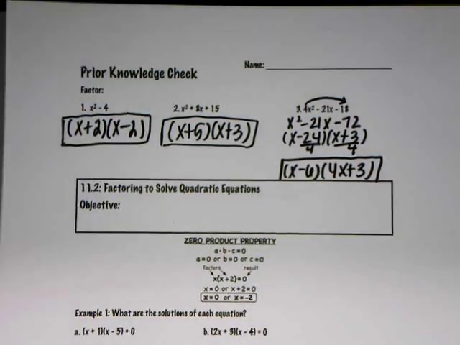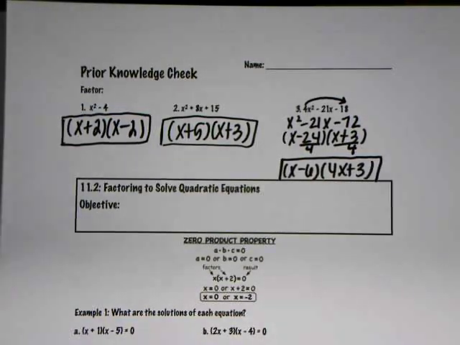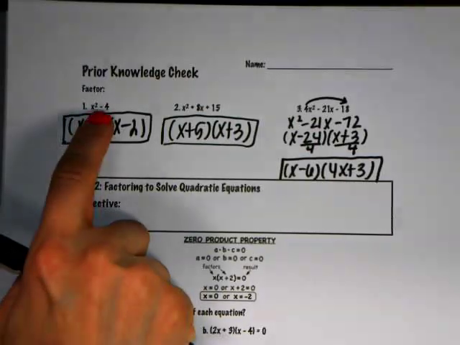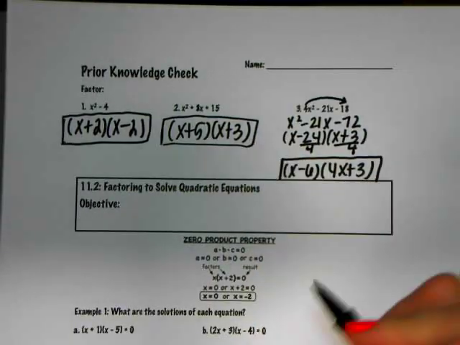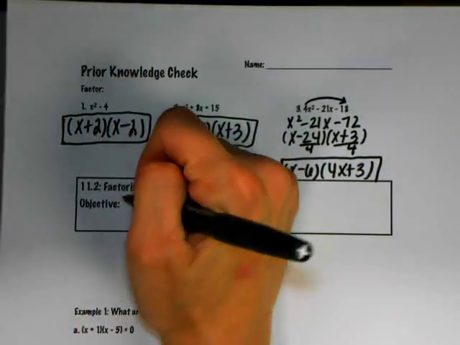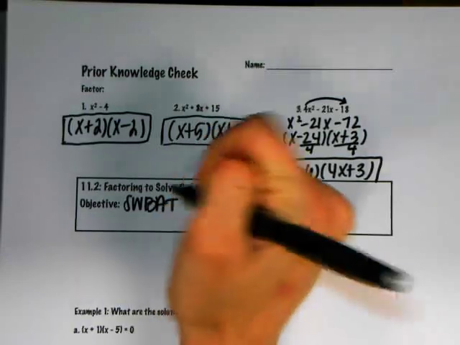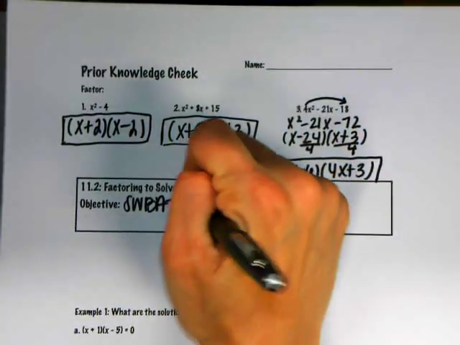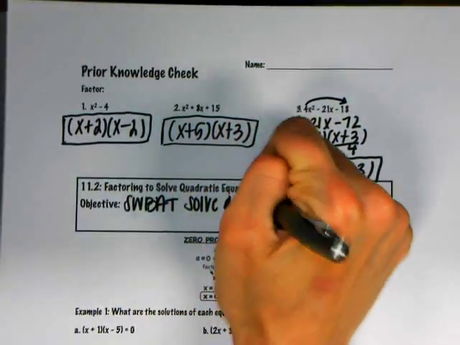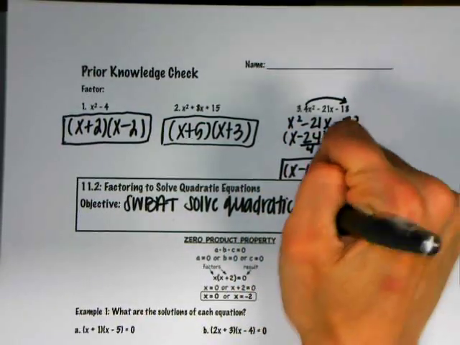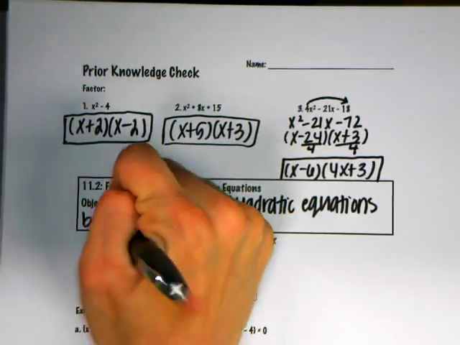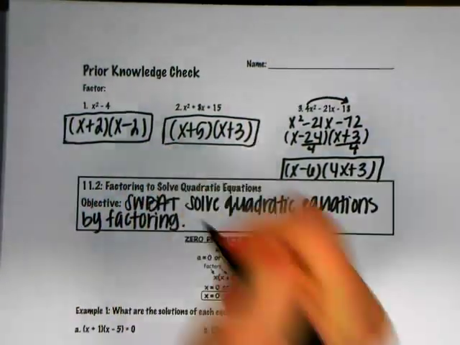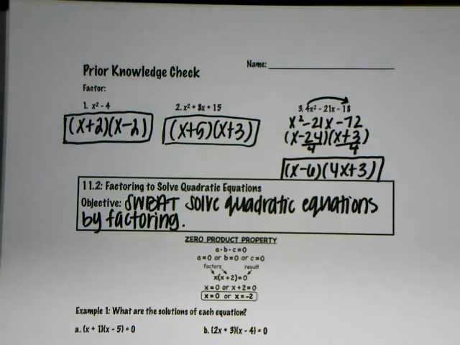Okay. So, if you remember 11.1, we were solving with square roots, so that's when we didn't have the bx term in the middle. So like this kind of thing, solving with square roots. Now we're going to focus on ones that have the bx. So we use factoring for this method. So your objective is students will be able to solve quadratic equations by factoring.